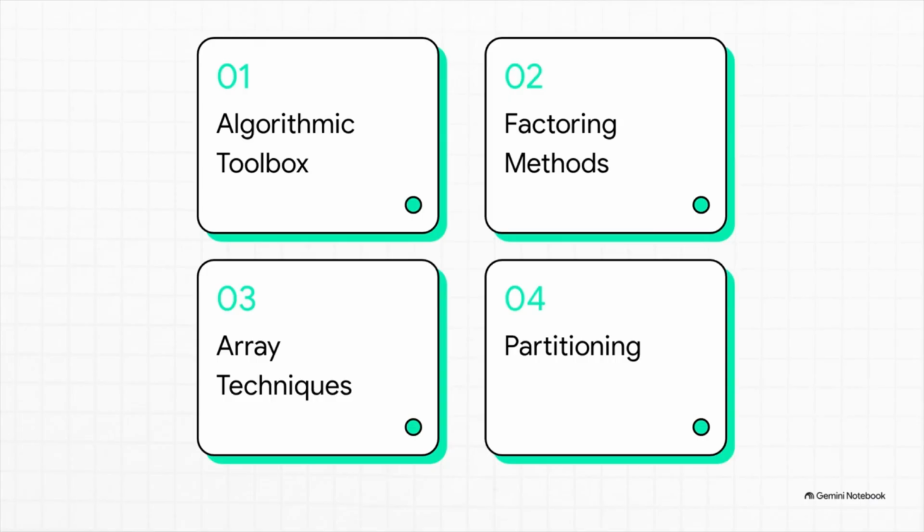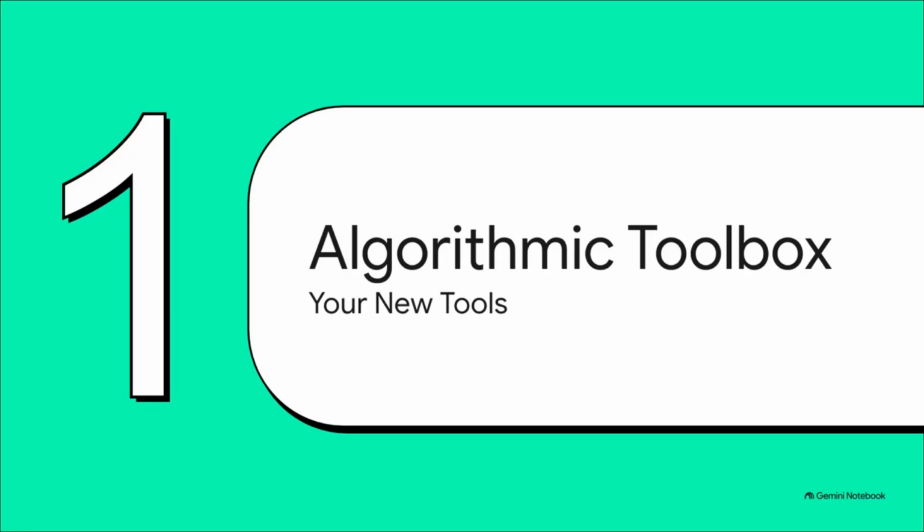So, here's our game plan for today. First, we'll open up your new algorithmic toolbox. Then, we'll dig into 5 factoring methods, followed by 7 array techniques. And finally, we'll wrap up by looking at why partitioning matters most. All right, let's jump right into Part 1, your new algorithmic toolbox.